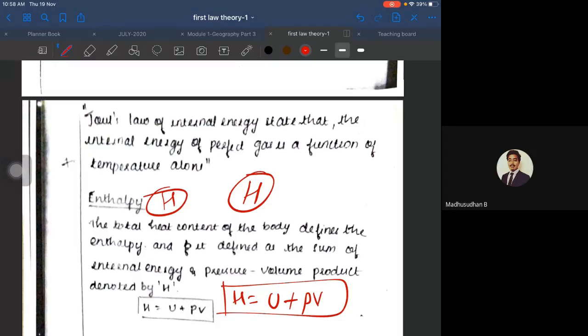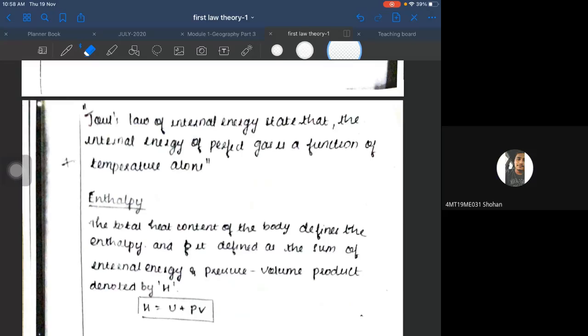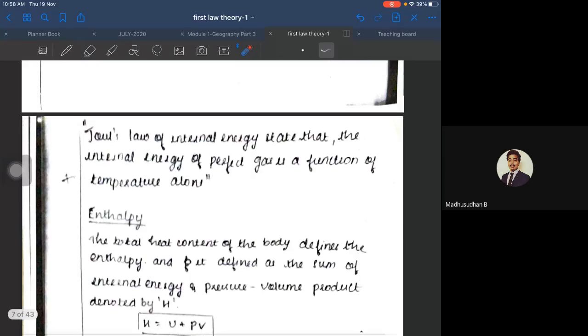Sir, how do you calculate enthalpy, dear? H is equal to U plus PV, sir. That is very good, Sohan. So how do you calculate enthalpy? H is equal to U plus PV. Yes, this particular value is there, right? Which is the value of U. U is nothing but your internal energy.